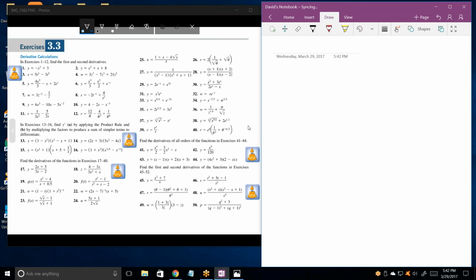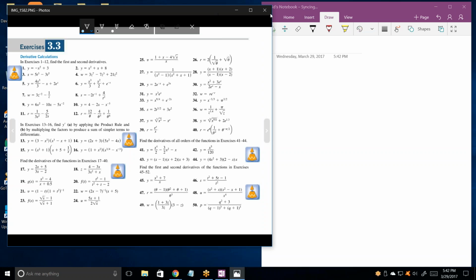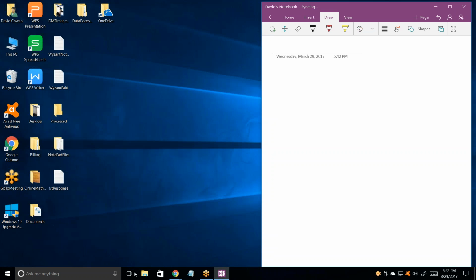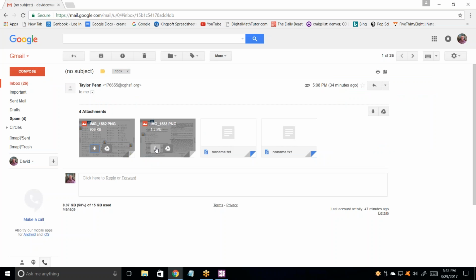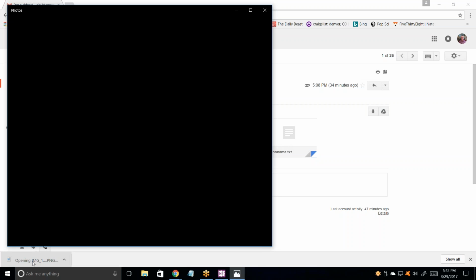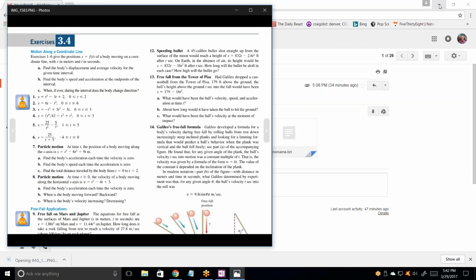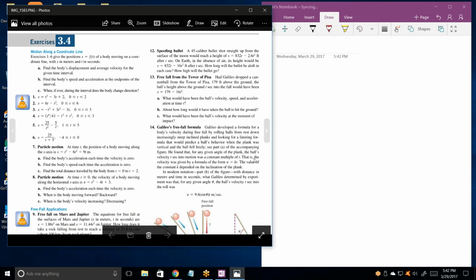You want me to go to the next page? Yes, just to see. We got about 20 minutes left. Okay, then the next page would be good. Okay. All right.